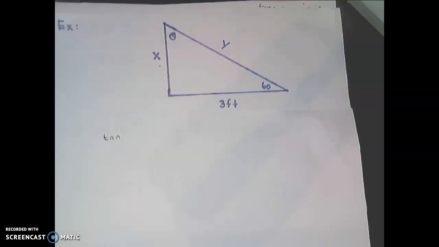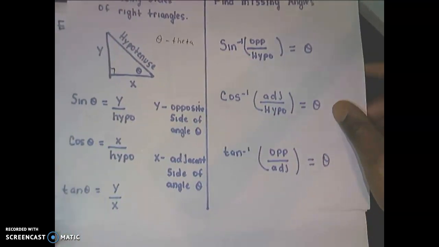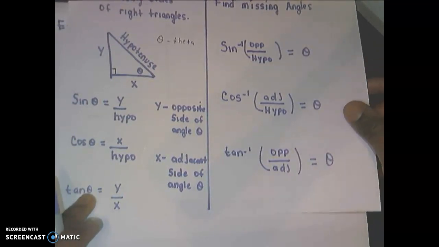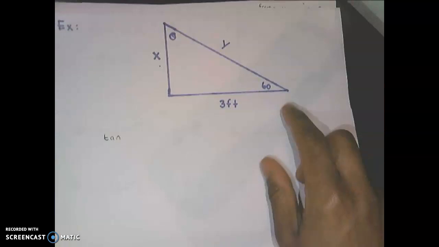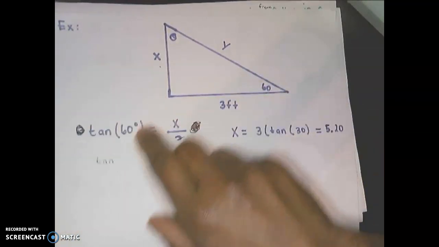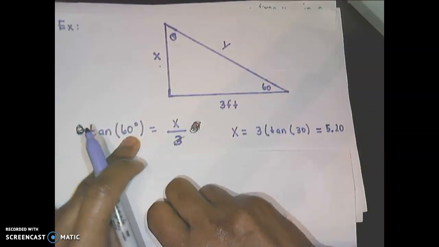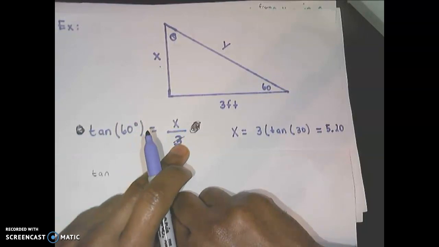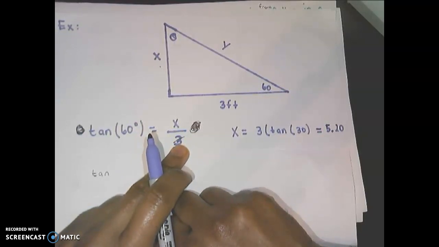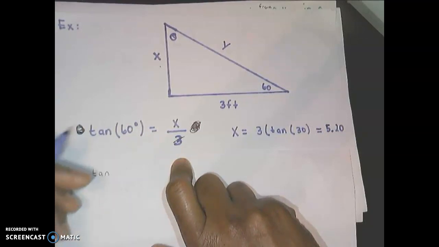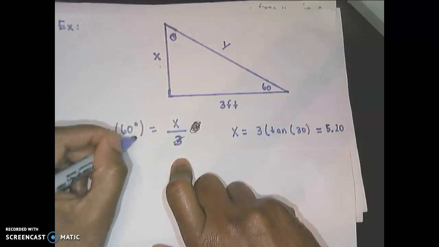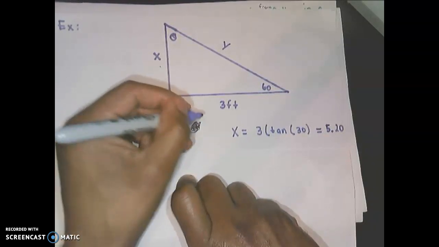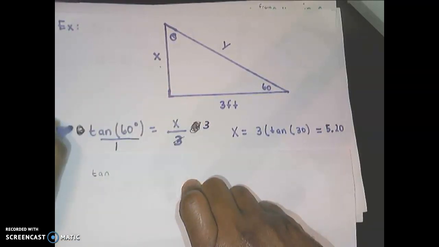Since they're giving me opposite and adjacent, I know I'm going to have to use the tangent of whatever my theta is. And in this case, that's 60 degrees. So here I have the tangent of 60 equals my opposite side, which is just x, the value that I'm looking for, over 3. So I have this proportion set up, and I can go ahead and cross multiply here, because basically this is just tangent of 60 over 1. So I'm going to multiply both sides by 3.